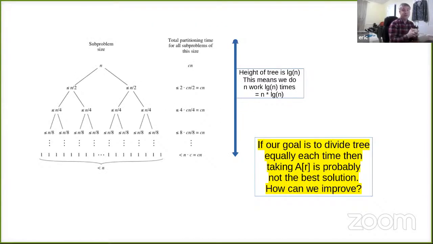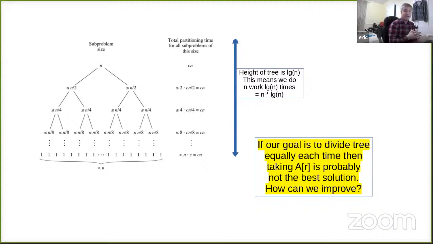But this is what we're shooting for. If you're familiar with merge sort, this looks exactly like merge sort does. We're dividing the array evenly each time, and the height of our tree is going to be log n. At each step, we're doing n work, so we're doing n log n.